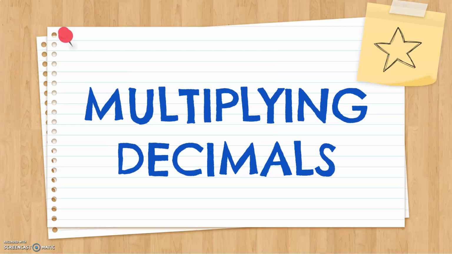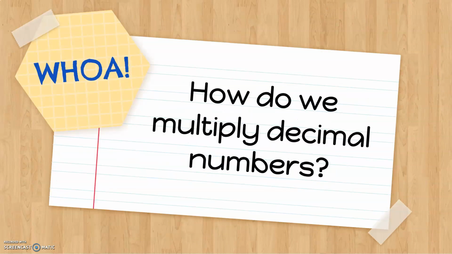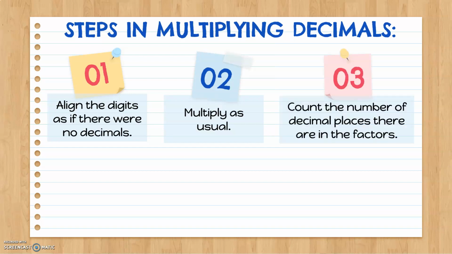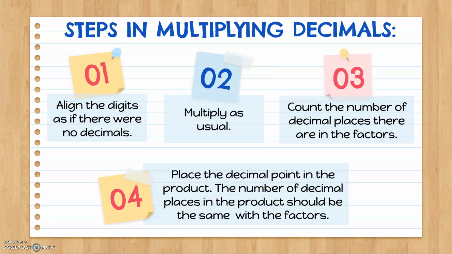Okay. First, let us know the steps in multiplying decimals. The first step is to align the digits as if there were no decimals. Number 2 is to multiply as usual. Number 3 is to count the number of decimal places there are in the factors. And number 4 is to place the decimal point in the product. The number of decimal places in the product should be the same as in the factors.